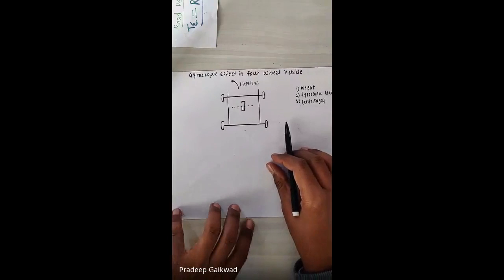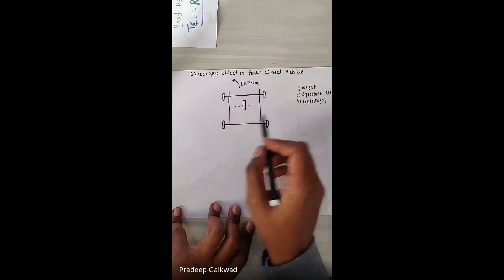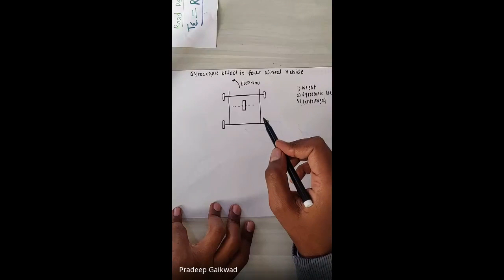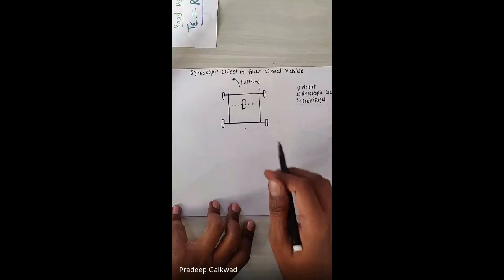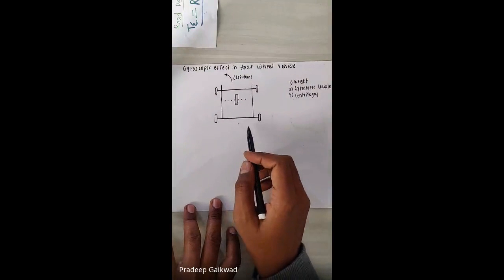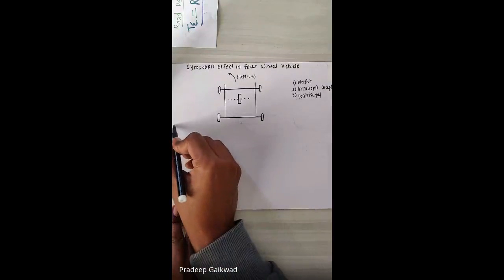Now let's find out the reaction on these four wheels due to each of these forces. That is nothing but the overall study. Yes, friction will act, but we consider only these three forces for finding reactions here. Only three forces. Okay, so let's first find out the reaction due to weight.